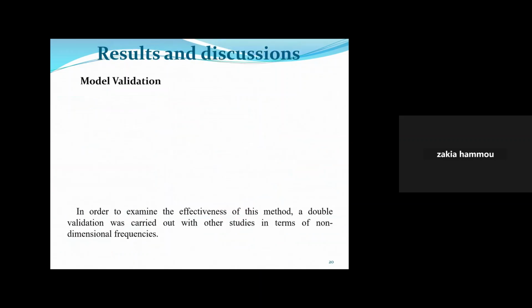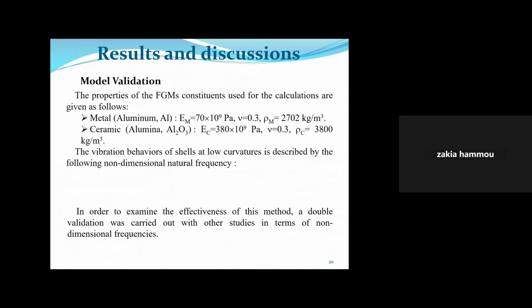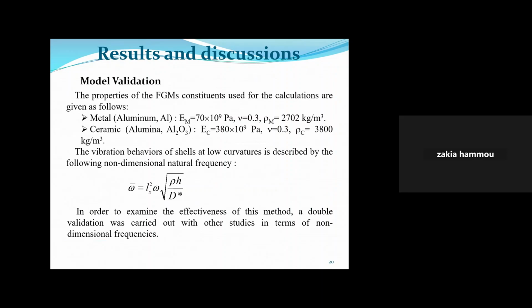The properties of the FGM's constituents used for the calculation are given as follows. The vibration behavior of shells at low curvature is described by the following non-dimensional natural frequencies omega bar. In order to examine the effectiveness of this method, a double validation was carried out with other studies in terms of non-dimensional frequencies.